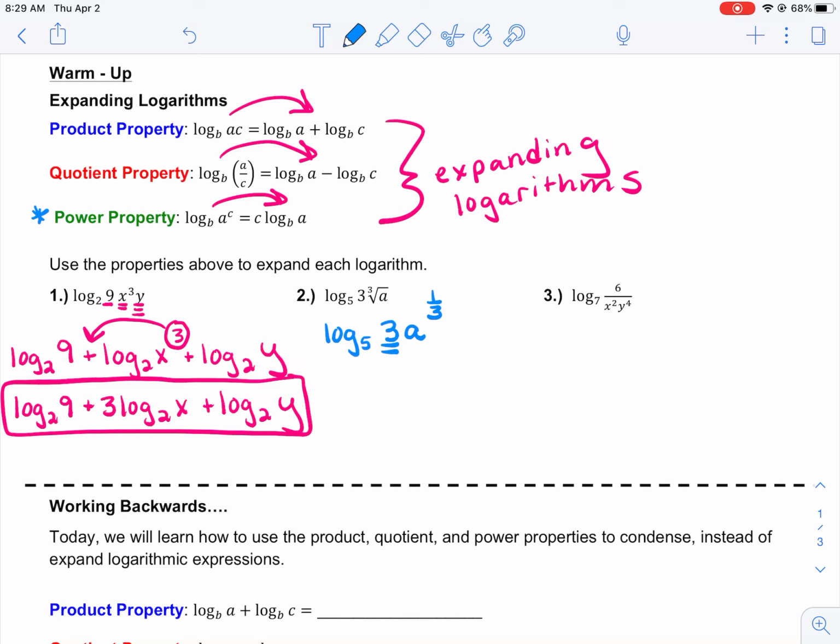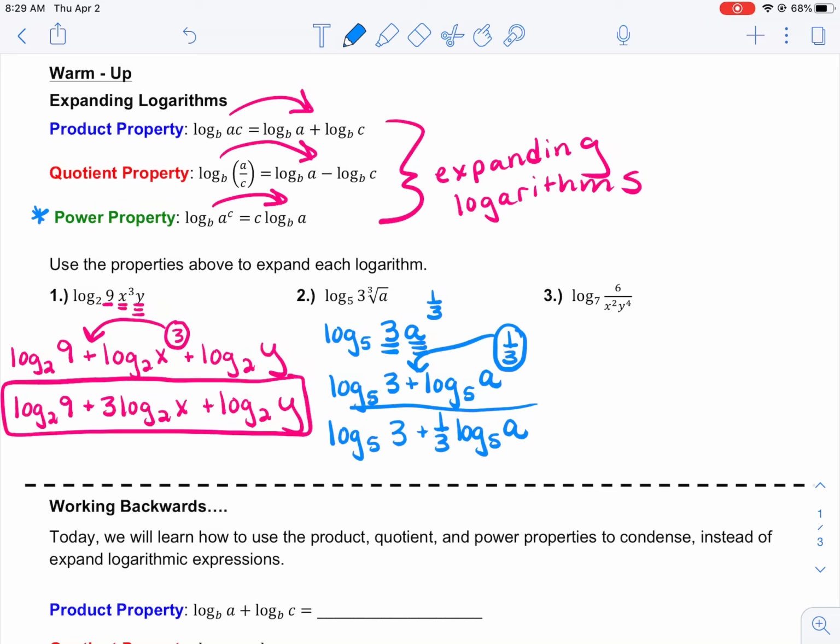Now we have two terms. We have a 3 and we have an a to the 1/3. We're going to pull those apart, again using addition. And then we can take this 1/3 and bring it in front of the log. So we get log base 5 of 3 plus 1/3 times log base 5 of a.